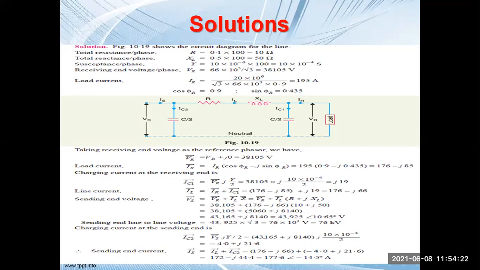Are you getting these answers? Up to IR you have calculated? Yes, sir. You are getting the IR value of 195 ampere? Sir, 194.9 ampere. So that is correct, no? If you approximate it to 190, that will be 195 ampere. Okay, please do the remaining part so that you can at least do it later also.